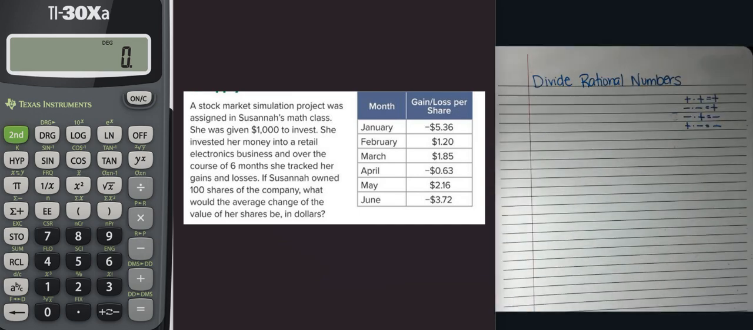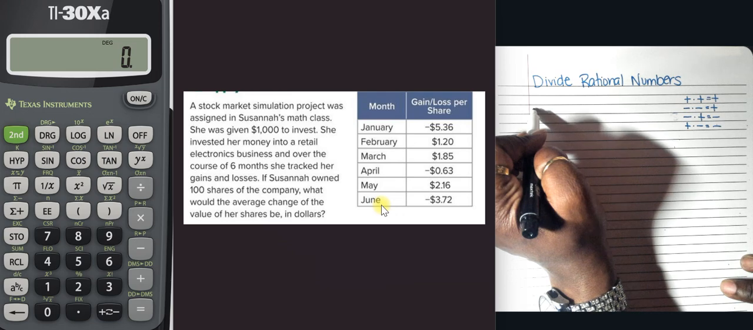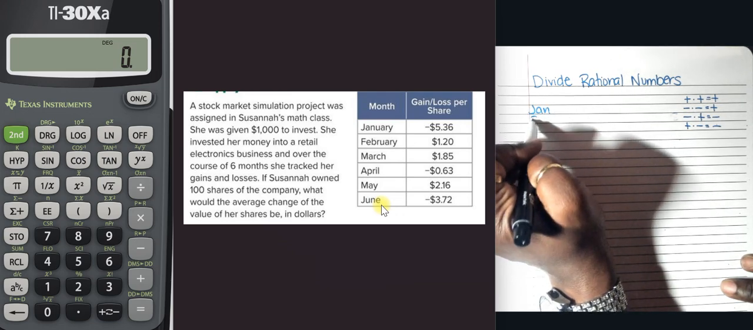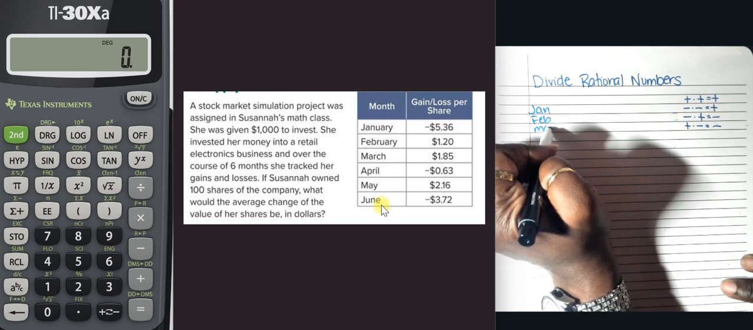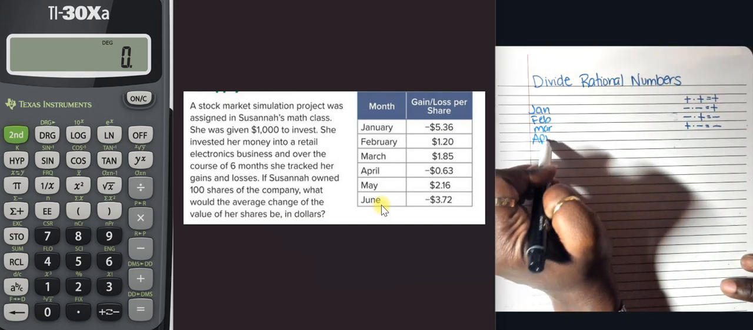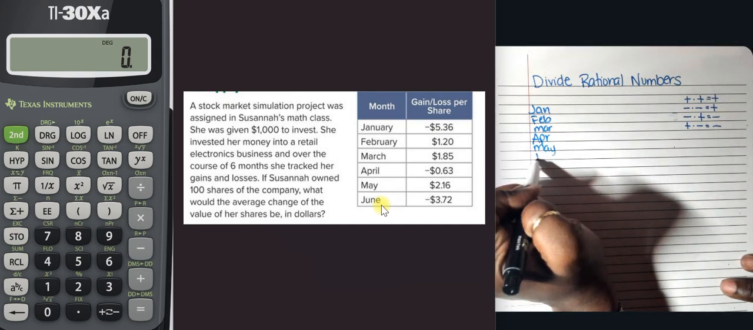I know that number one, we're looking for the average. So we're looking for the average change in the value of her shares. Average means that we're adding everything together and then we're dividing it by the number of items that are counted in. So we're going to count up everything that we have from January through June. And so we have January, February, March, April, May, and June.